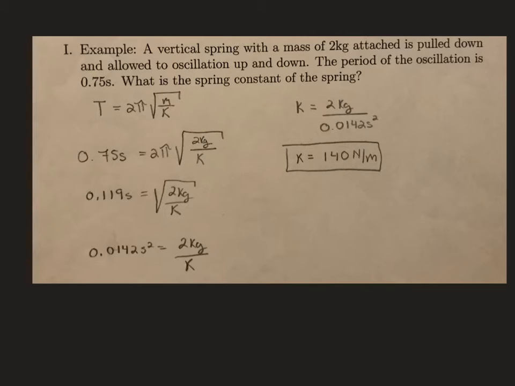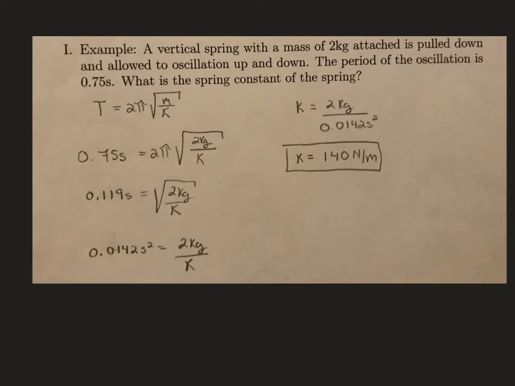And you have to be very careful when putting this in your calculator. When you divide by 2 pi, put a parenthesis in front of the 2 and behind the pi so that the 2 and the pi stay together, because it's very easy in this step to divide by 2 and multiply by pi, because the calculator doesn't understand that 2 pi is supposed to stay stuck together. The next thing I'm doing is squaring both sides. So I've squared the 0.119 in order to get 0.0142 seconds squared.